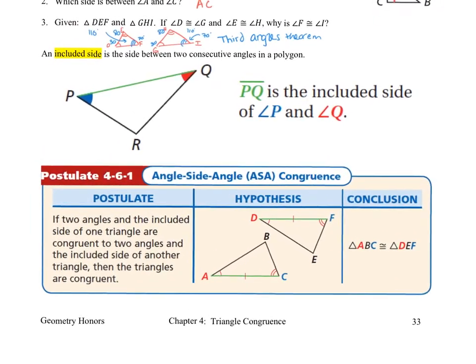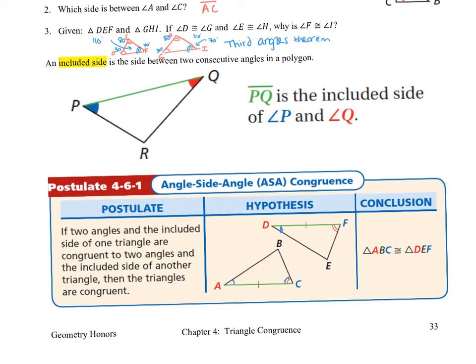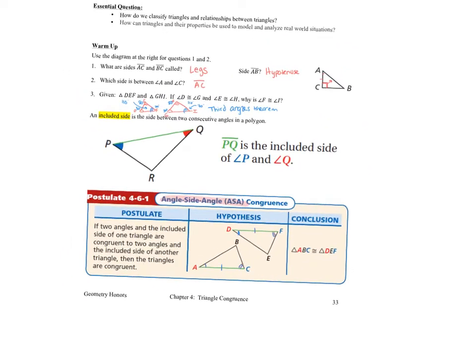An included side now. Before we had an included angle, which was in between two sides. An included side is in between two consecutive angles. So PQ is the included side of angle P and angle Q. Because now we're going to talk about angle side angle, where we have one angle congruent to one angle, another angle congruent to another angle, and the side in between them congruent. If that is true, then the two triangles are congruent. So it's another shortcut to knowing that the triangles are actually congruent. We only need to have angle side angle.